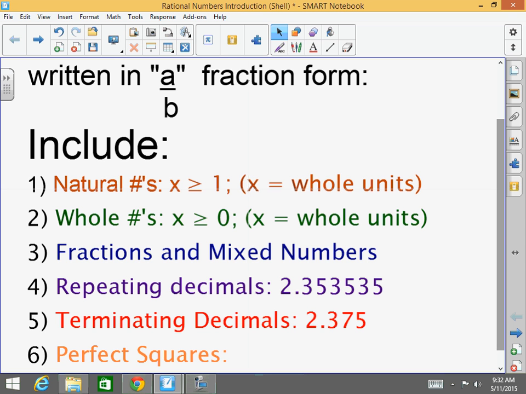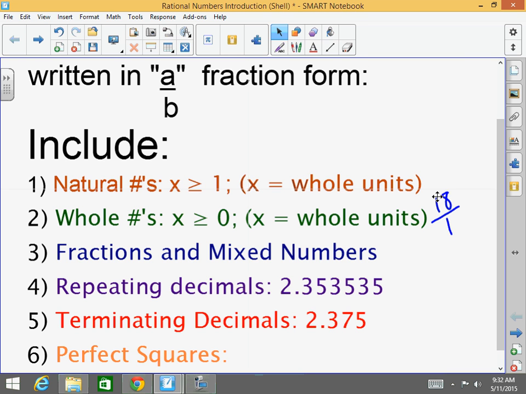How do you write those as a fraction, Mr. Morrow? Some people may ask. Well, the number 18 has an invisible denominator of 1. So if I can write a number as a fraction, it is a rational number. Of course, all fractions and mixed numbers are rational numbers. Repeating decimals are rational numbers. Terminating decimals are rational numbers.